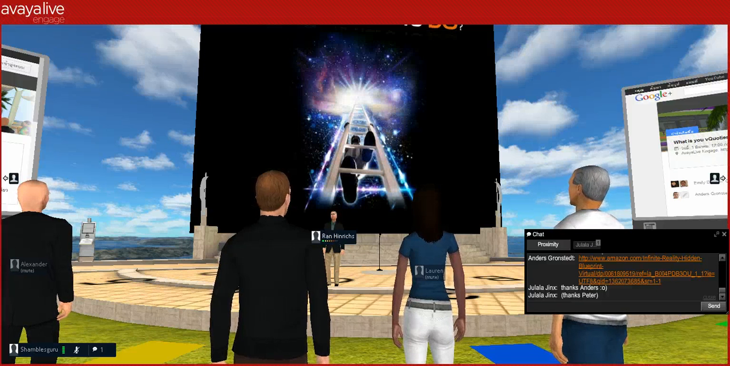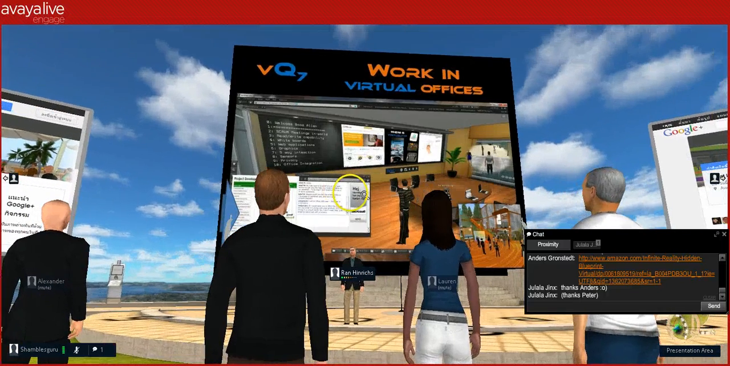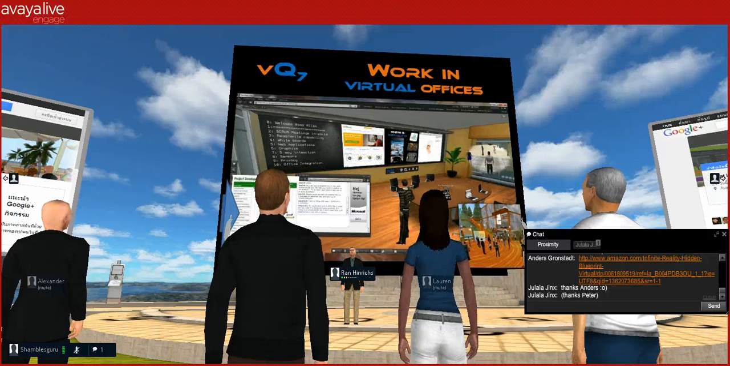So what do we need to do? And here's some of the VQ suggestions that I have to get you focused in this environment, to move you from just thinking about it and looking at the environment to actually doing something in here to really change the way things are happening. Start working in virtual offices.